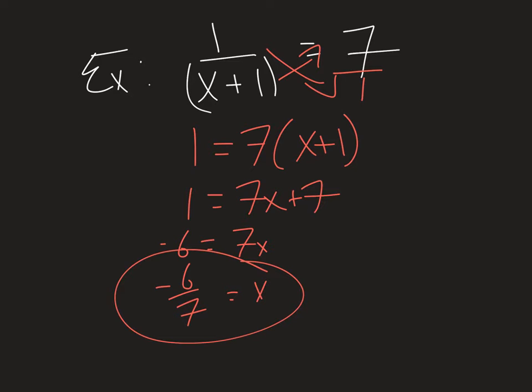So this can work. If it's just a simple expression like this, we can just multiply by whatever the denominator is to eliminate the fraction. That's one possible method. However, that doesn't always work as they get more complicated, and we'll see that here in our next example.